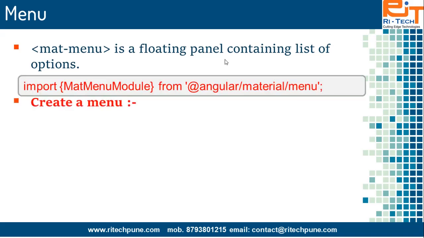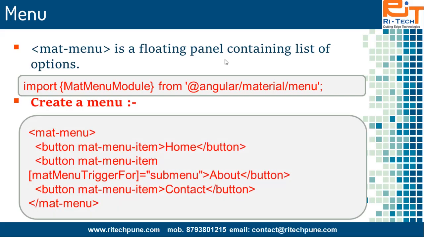Now to use the menu we need a module, so MatMenuModule from @angular/material/menu, and we can create a menu using the mat-menu directive, and in that mat-menu we can add the buttons, and every button will have a directive mat-menu-item. So the mat-menu-item directive will create one item in the menu, and you can also use one more directive called matMenuTriggerFor, which will help you to trigger the menu.